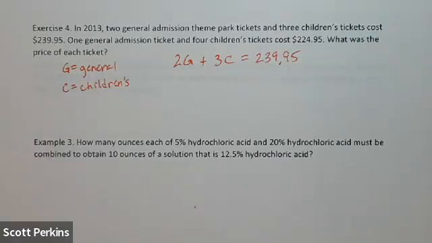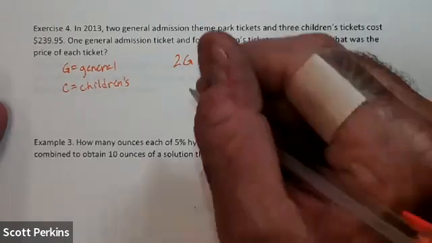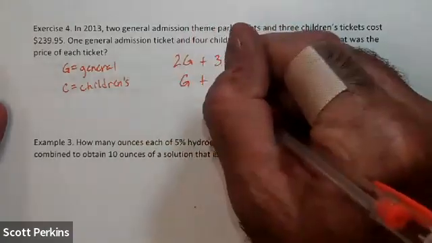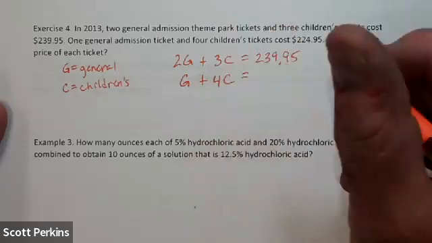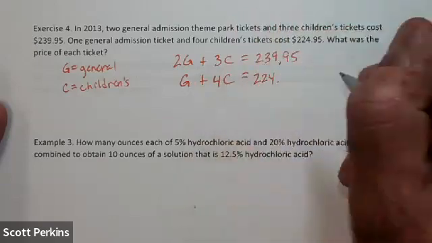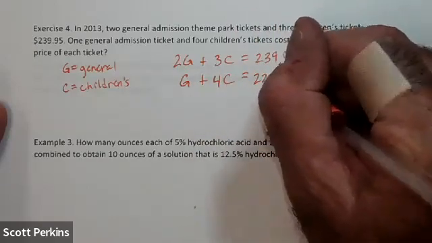Okay, second equation. 1 general admission and 4 children's cost $224.95. What's that equation? Perfect. G plus 4C, 1 general admission plus 4 children's is $224.95. Great job.